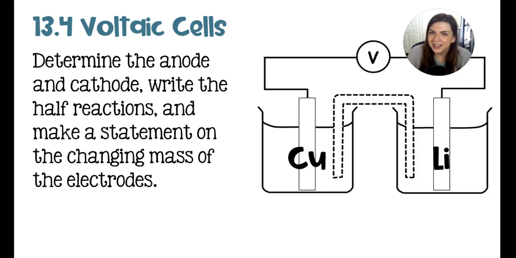A lot of tasks on this voltaic cell. It is a copper lithium voltaic cell, kind of typical of your average rechargeable battery these days. And the question asks you to determine the anode and cathode, write the half reactions, and make a statement on the changing mass of each electrode.